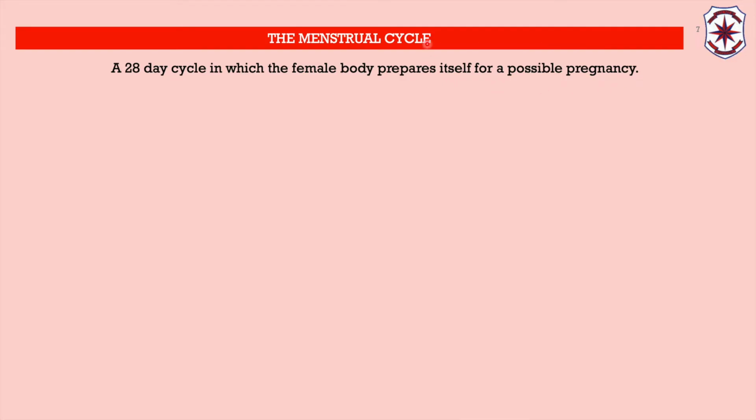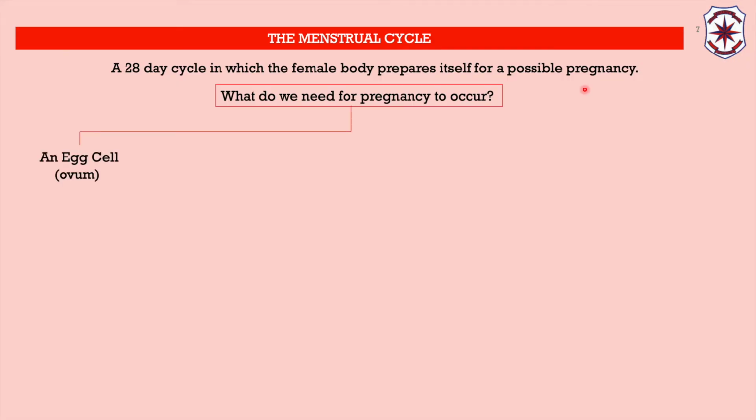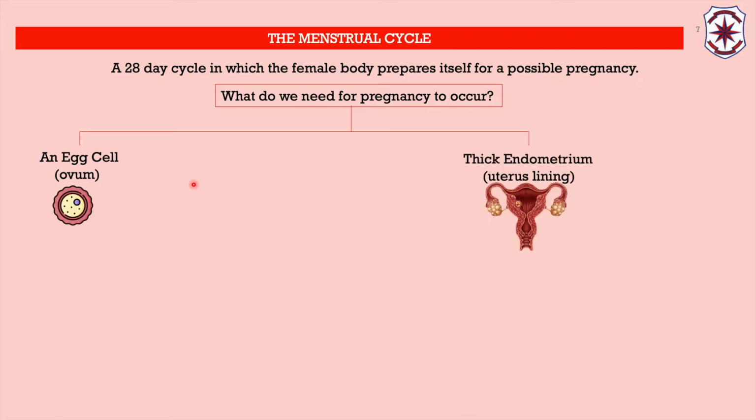So, because with the menstrual cycle we are preparing the female body for a possible pregnancy, what things do we need for a woman to be pregnant? Firstly, we need an ovum. We need an egg cell. Secondly, we need a thick endometrium. The uterus lining needs to be thick. So these are the two things that we need for pregnancy to be able to occur.